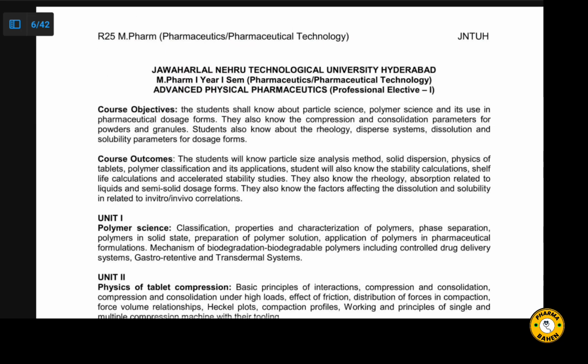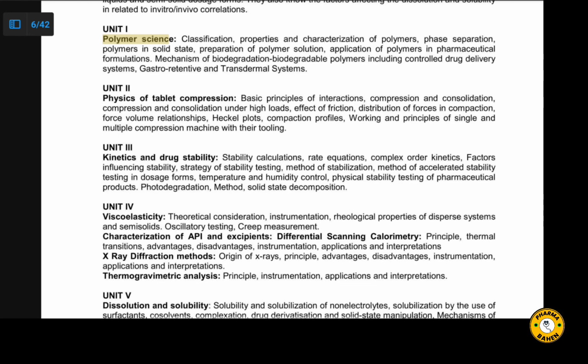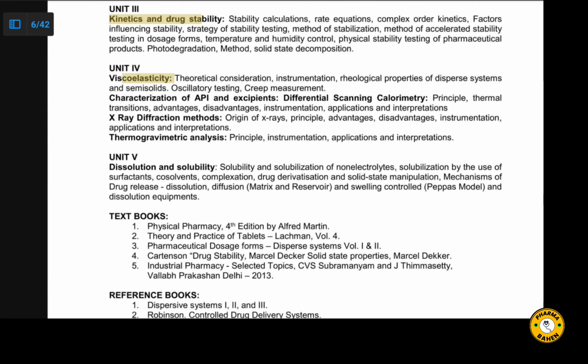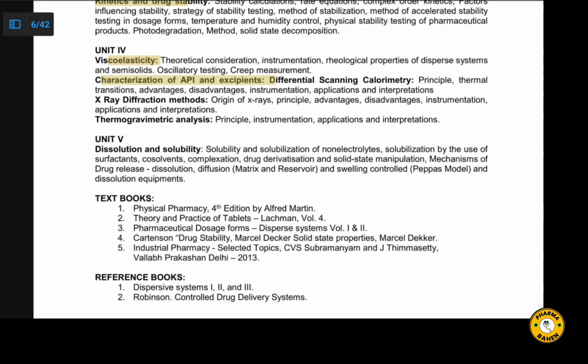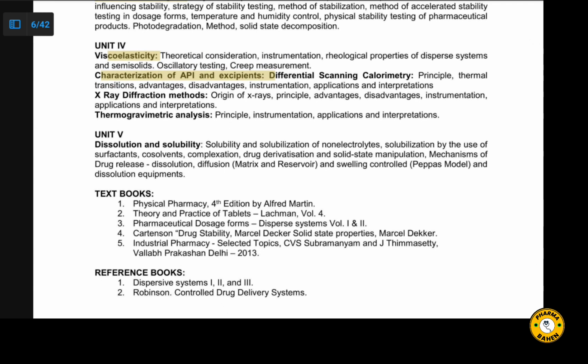And then we have Advanced Physical Pharmaceutics. In this, polymer science, physics of tablet compression, kinetics and drug stability, viscosity, elasticity, characterization of API, excipients, and differential scanning calorimetry, X-ray diffraction methods, thermogravimetric analysis, dissolution and solubility.